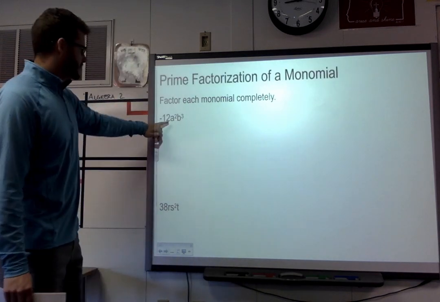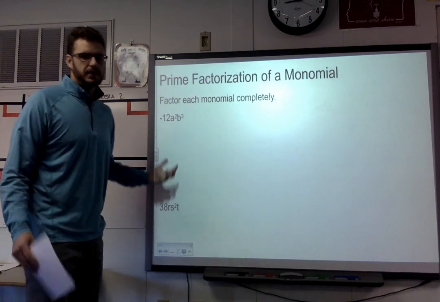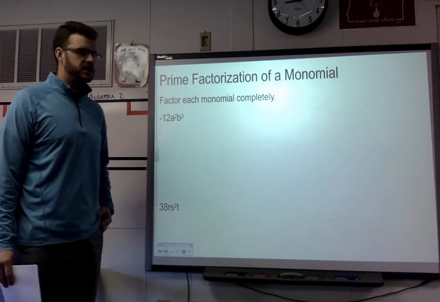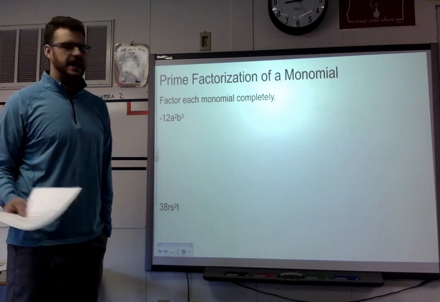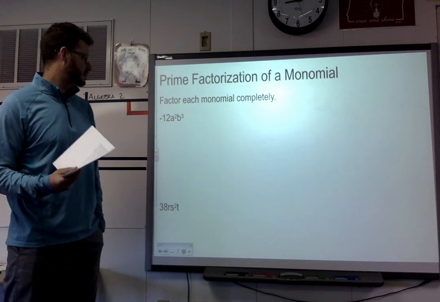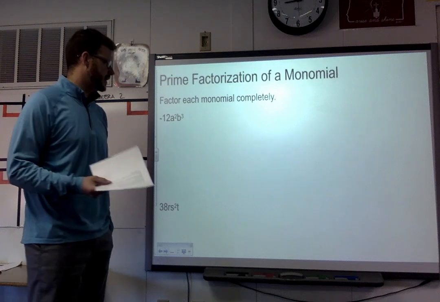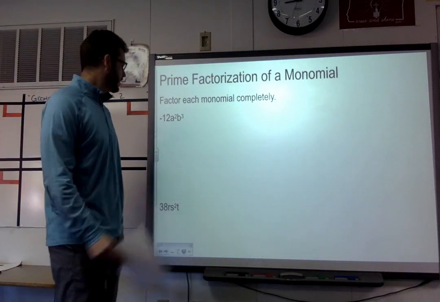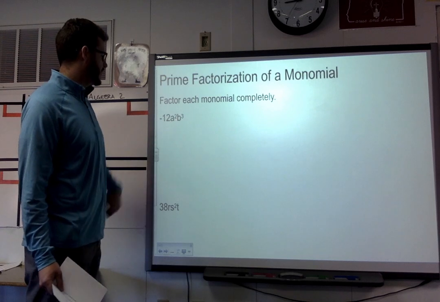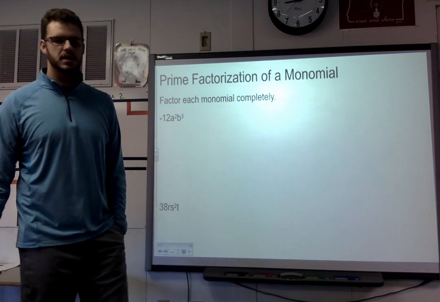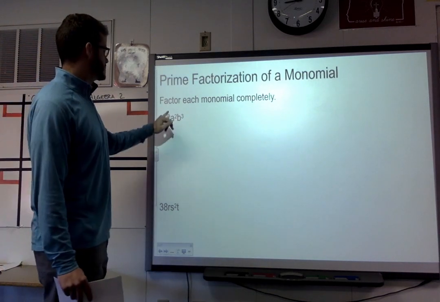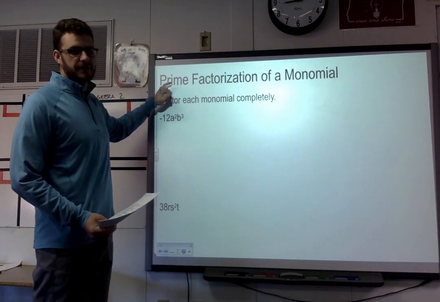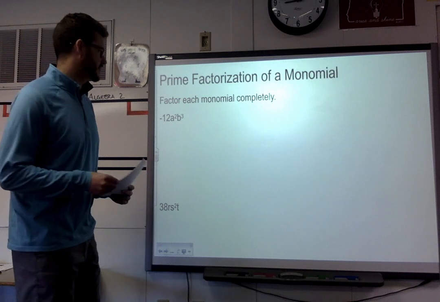So a monomial is something that looks like this. We've talked about this before, but just a reminder, it's a combination of numbers and variables by multiplication or division. They do not involve addition or subtraction. So for this monomial, negative 12a squared b cubed, they tell us to factor each monomial completely. Again, this is doing the prime factorization.